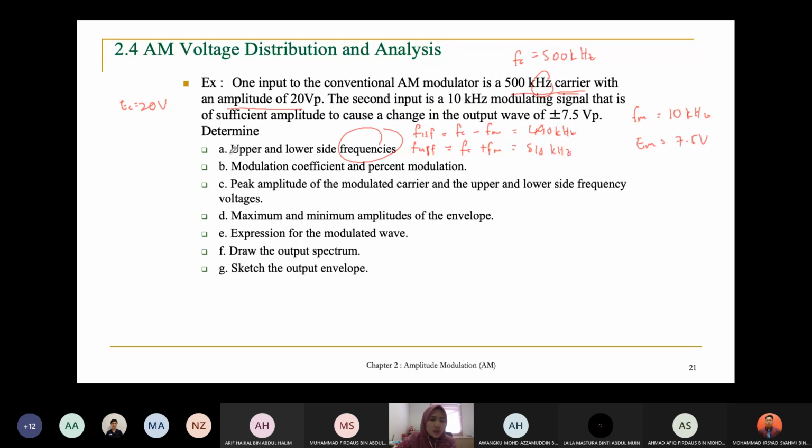Next is modulation coefficient and percent modulation. The modulation coefficient is EM over EC. Very simple: EM 7.5 divided by 20, you should get 0.375. Percent modulation is M equals M multiplied by 100%. So you should get 37.5%.